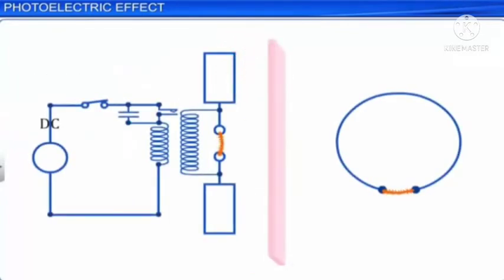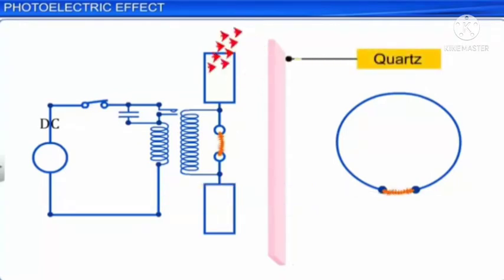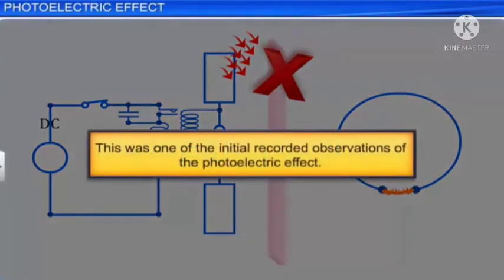Moreover, he observed that there was no decrease in the length of the spark when he substituted glass with quartz, as quartz does not absorb UV radiation. This was one of the initial recorded observations of the photoelectric effect.